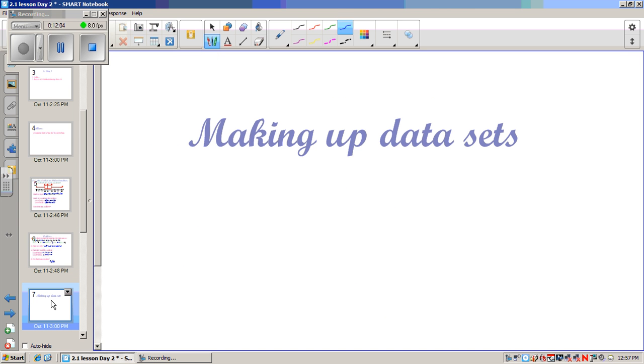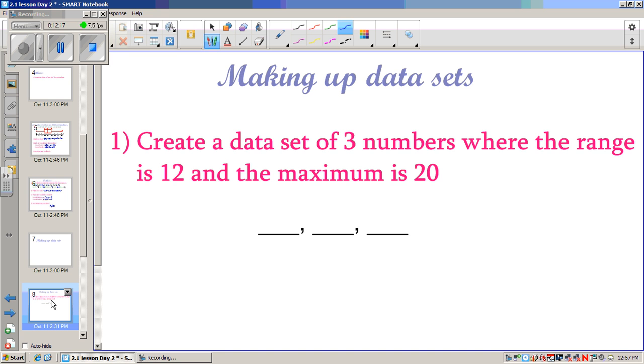Next thing we're going to go through is making up data sets, and we'll take just a couple minutes going through 3 data sets based on different statistical things, and then we will be done and you will have your conceptual practice for in class on Friday.